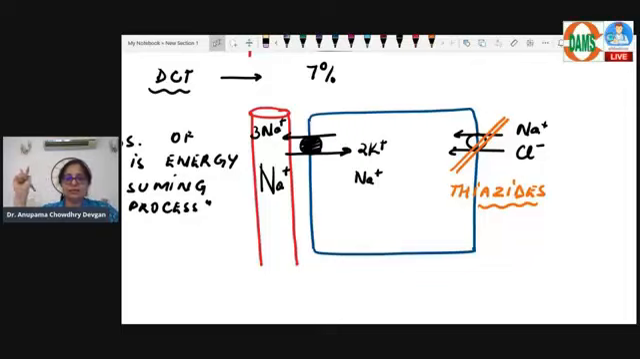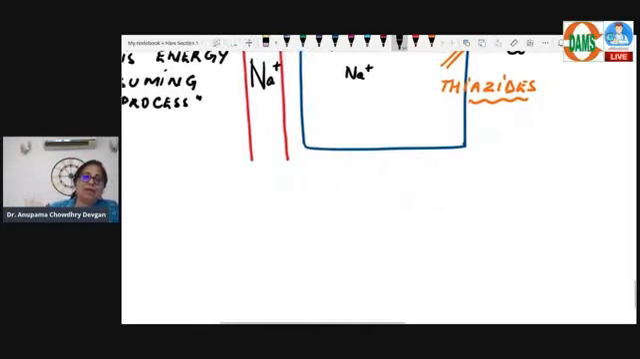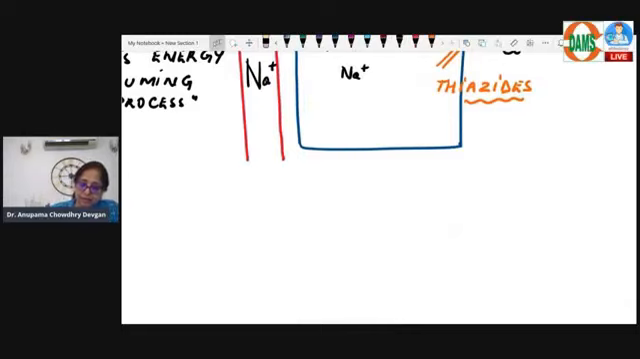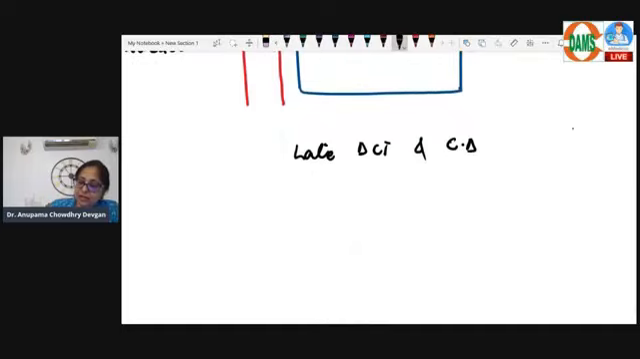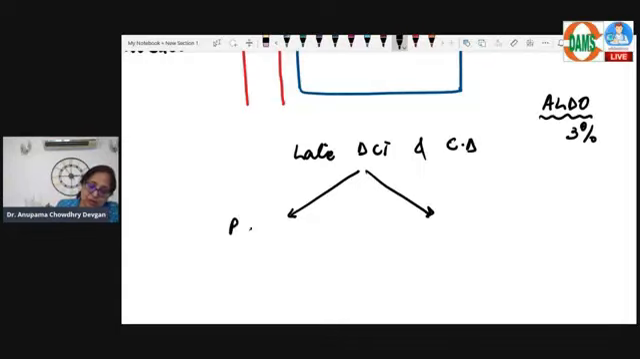60% of sodium is reabsorbed in the PCT, 30% in the thick ascending limb, 7% in the DCT. 97% of sodium is already reabsorbed. How much sodium is left? 3%. Now, this 3% of sodium will be under the control of aldosterone. So the late DCT and the collecting duct are involved in the 3% of sodium reabsorption, which is under the control of aldosterone. Now, in the late DCT, you have two types of cells, which are called P cells and I cells.